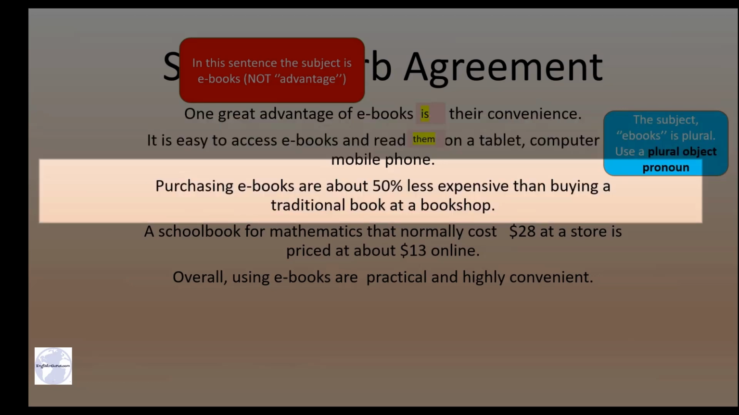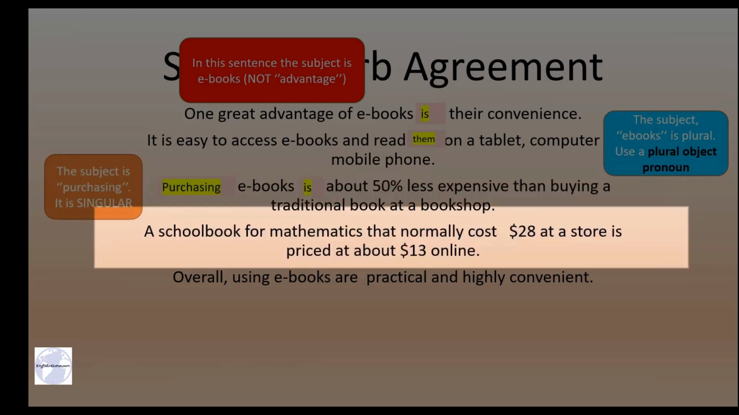Sentence 3, what is the subject in sentence 3? It's not ebooks. In fact, it's purchasing. Purchasing is a gerund, so it becomes the subject and it is singular. So we must use the singular verb is.